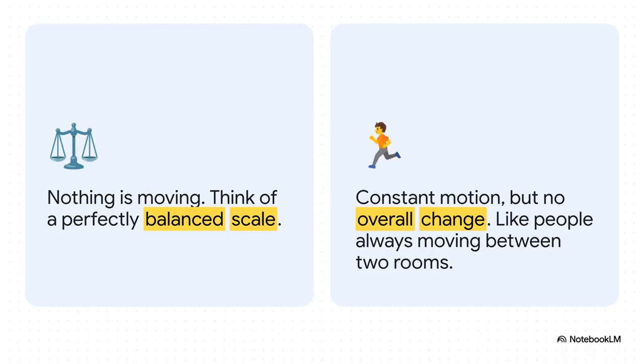Now, this is a really key idea. Usually when we think of balance, we picture something totally still, right? Like a scale. But chemical equilibrium is dynamic. Think about it like a really busy nightclub with two rooms. People are walking back and forth between the rooms all night long, but the number of people in each room pretty much stays the same. That's it. Constant motion, but no overall change.